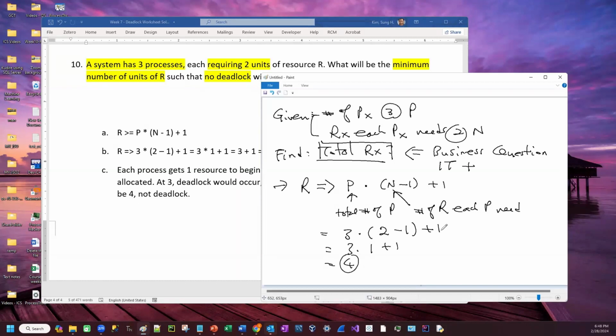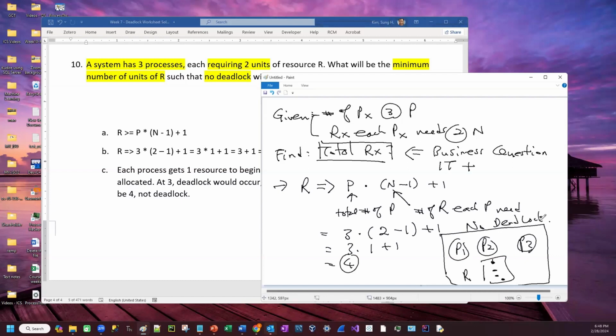So if the system has 3 P's, P1, P2, P3, and there are 4 resources, resource 1, 2, 3, 4, then this system right here has no deadlock. So this is the formula that we want to use. Does that kind of make sense?